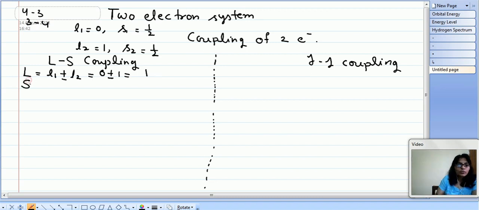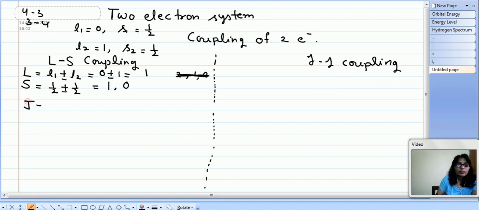Then the value of S, which is half plus minus half. So first I will write half plus half means 1. Then I will write half minus half, that is 0. So 1 and 0. Because there are no more terms in between, there is a difference of 1 between 1 and 0. But if it were 2 and 0, then we would have to write 2, 1, 0. But here it is not the case, so don't worry, it is a simple example, so it is only 1, 0.